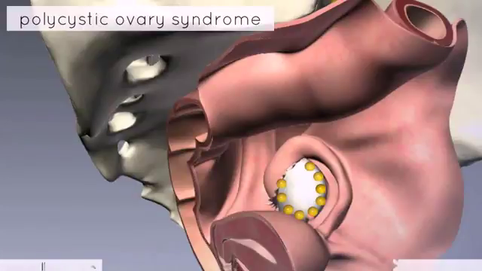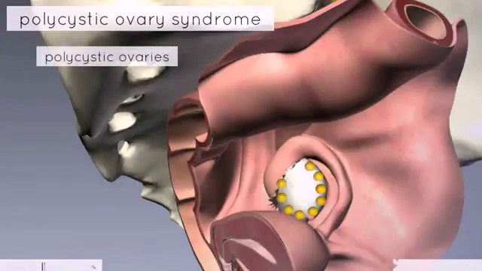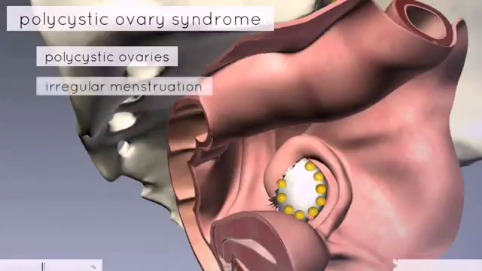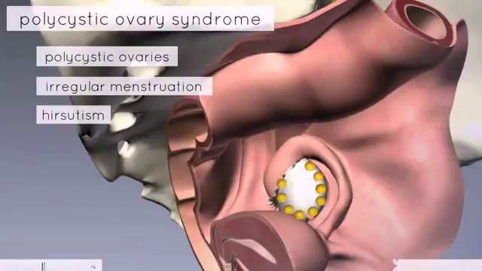So the syndrome isn't just related to the ovaries, it's an endocrine disorder, and the criteria is obviously to have the polycystic ovaries themselves, which can be detected on ultrasound, and you also get irregular periods, and as a result of the raised testosterone you get hirsutism, which is an excess of body hair, and you also get acne.